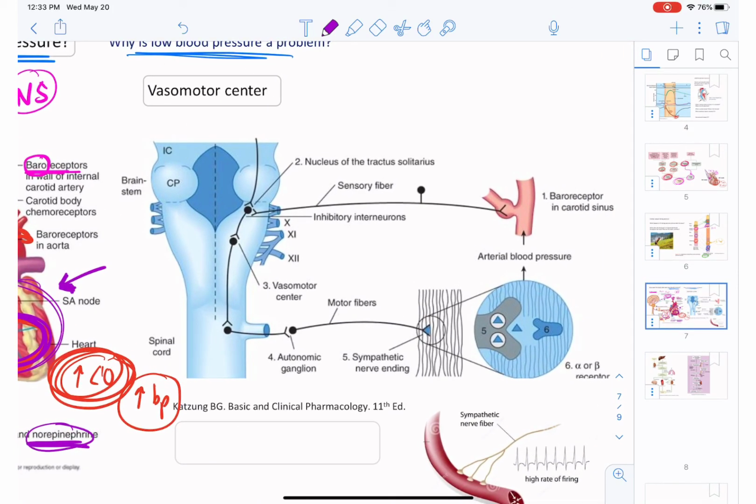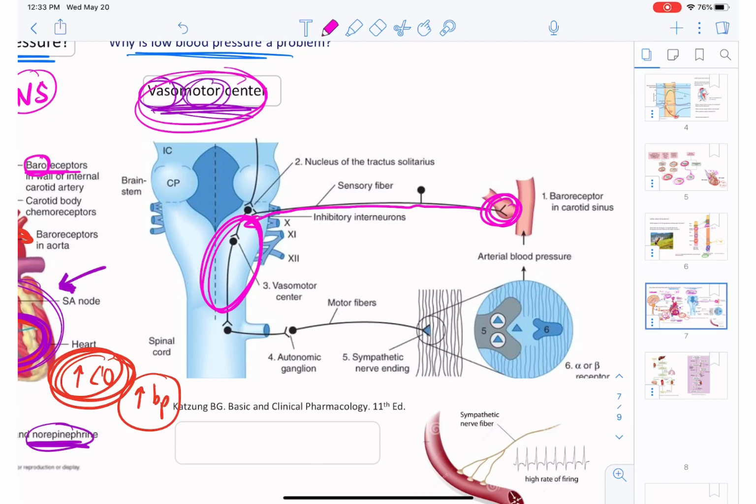Now there's another center in the medulla oblongata that's going to be involved in increasing blood pressure, and that's called the vasomotor center. Vaso referring to vessel, and motor in this case referring to contraction or relaxation. So we have the same thing going on. We have these same sensory neurons that send that information about a drop in blood pressure to the medulla, except now they go to this area called the vasomotor center. And the vasomotor center is going to integrate that information and send out motor commands, again, through the sympathetic nervous system.